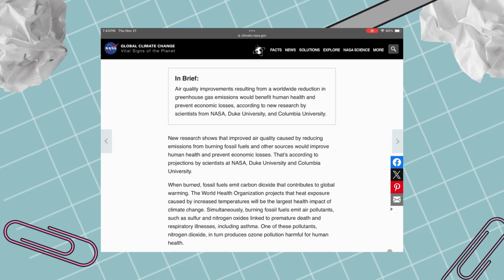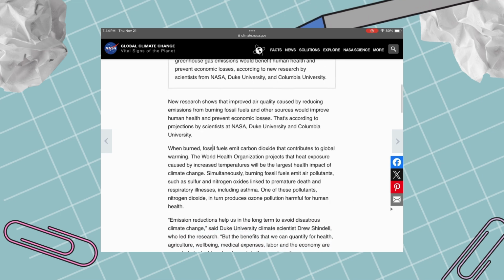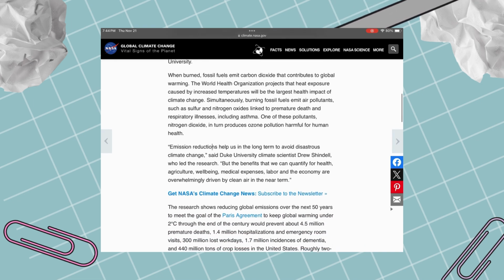So immediately the article hooks me when it says, new research shows that improved air quality caused by reducing emissions from burning fossil fuels and other sources would improve human health and prevent economic losses. That's according to projections by scientists at NASA, Duke University, and Columbia University. That tells me what type of evidence I'll find in this article and who the authorities are that found this evidence.